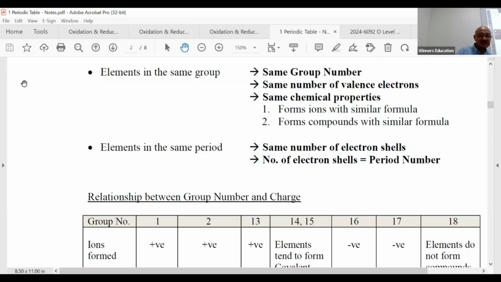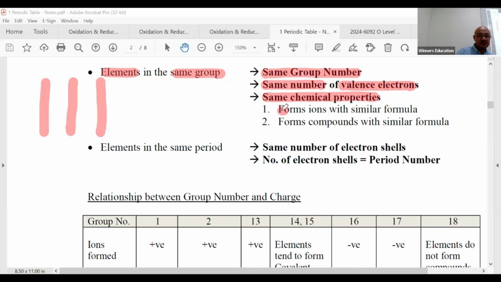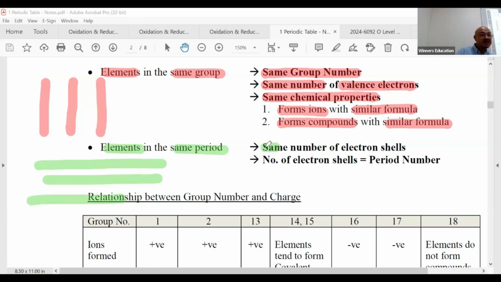Elements in the same group. Group means vertical column, right? They will have the same group number and the same number of valence electrons. The way they react will also be the same, meaning they form ions with similar formula, they form compounds with similar formula. Common sense. Elements in the same period, whether period 1, period 2, or period 3, have the same number of electron shells. The number of electron shells also gives you the period number. So this is a general feature.